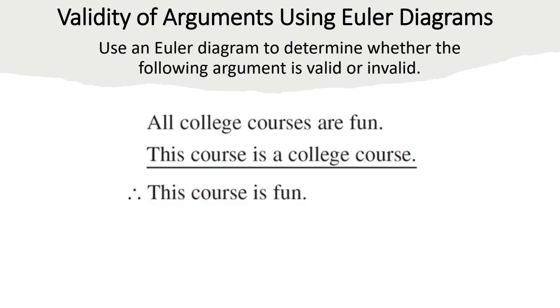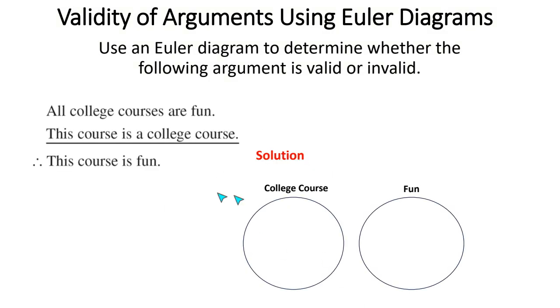So here we want to determine if the argument is valid or invalid, and what we're going to do is use an Euler diagram. Here we have the first premise, all college courses are fun. And then the second premise, this course is a college course. Therefore, remember the 3 dots represent the word therefore, this course is fun. Okay, so the first thing you want to do is determine how many circles we're going to be using. We're going to need a circle for college courses, and a circle for fun. So I'm just going to label them as college course and the word fun.